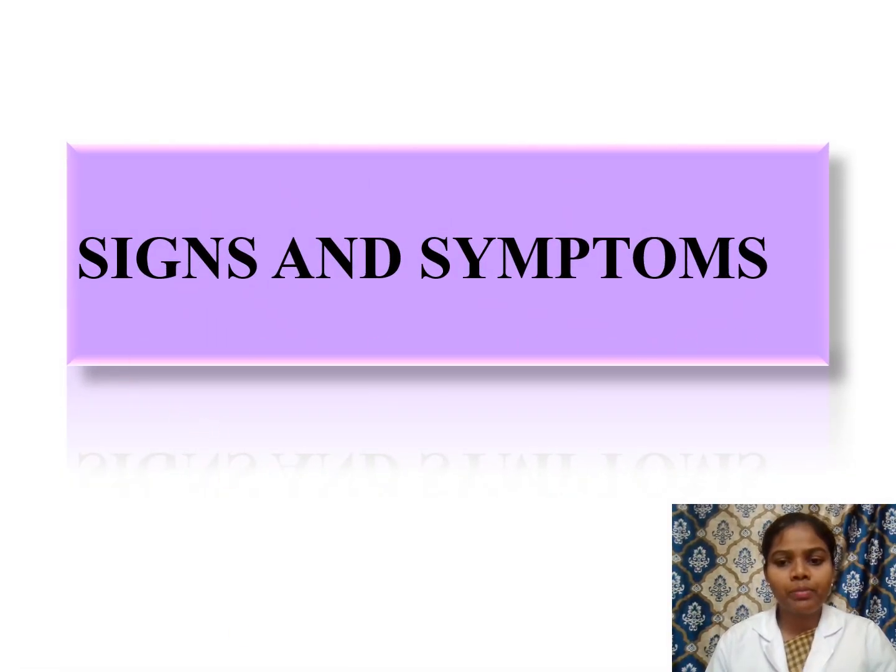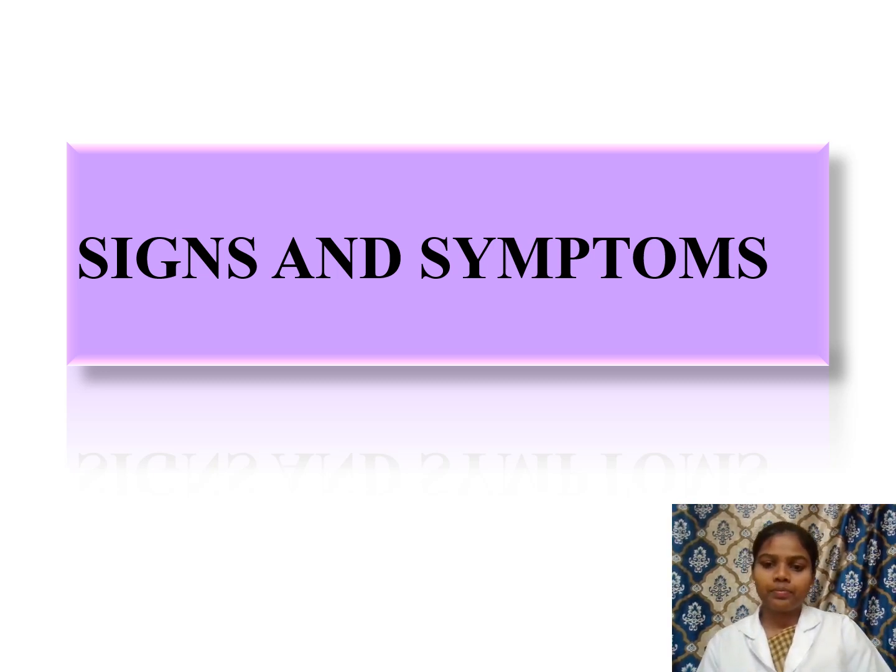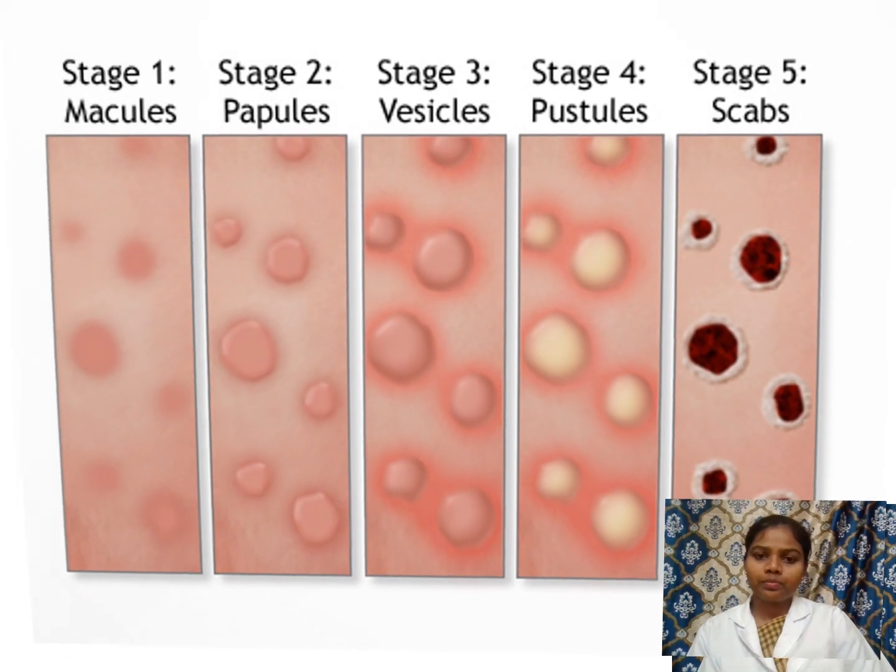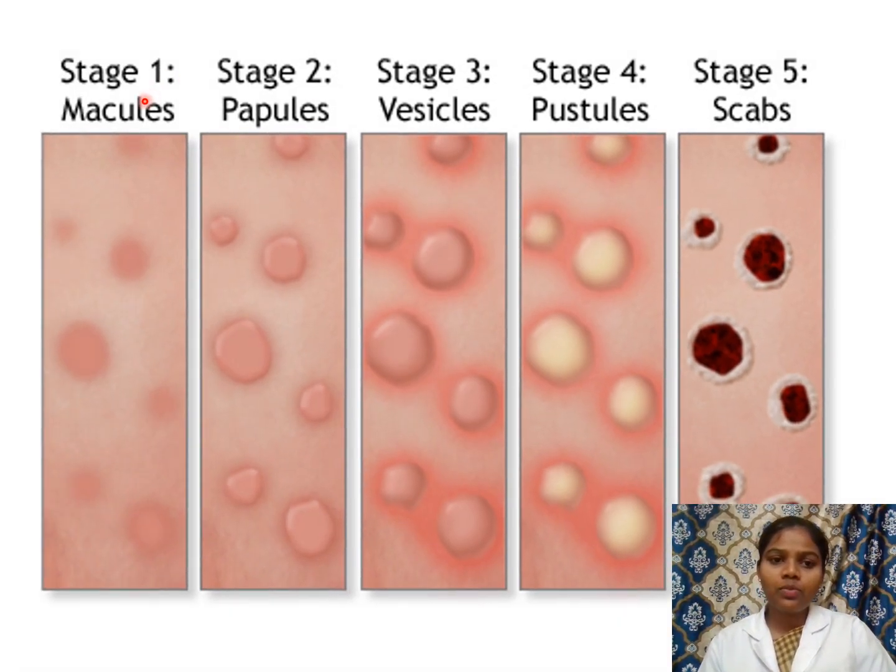Signs and symptoms of monkeypox disease. First, we can see the rash. It is a distinctive rash. Here we can see a rash which goes through 5 stages. The first one is macules. Here we can see the reddish spot-like structures. Then we can see papules. These reddish spots are swollen and they are slowly rising above the surface level of the skin.